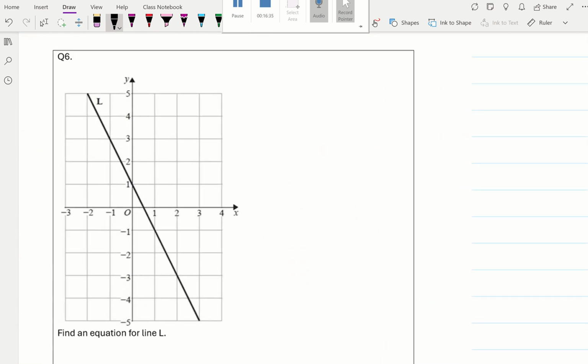Okay. And question 6, find the equation of the line. Note that the line is sloping down, so it has a negative gradient.